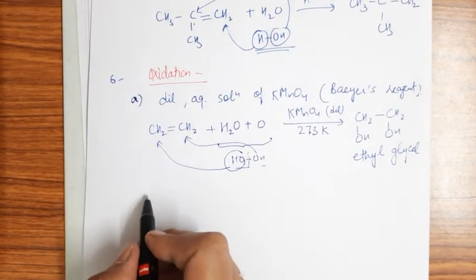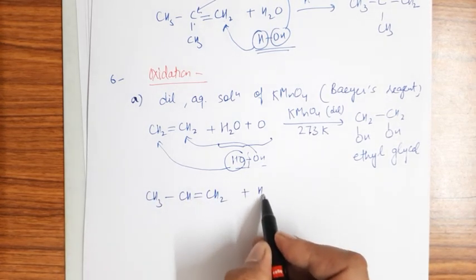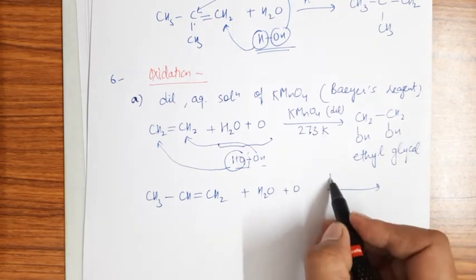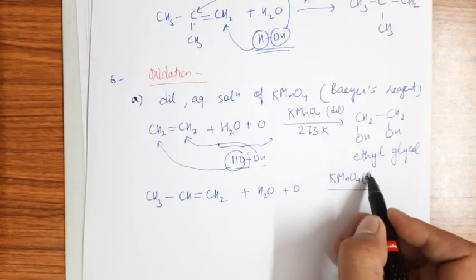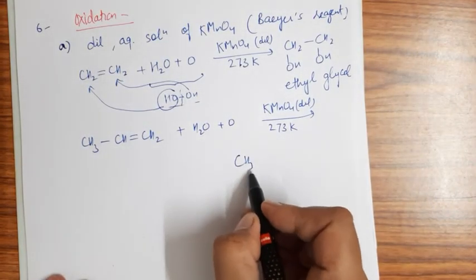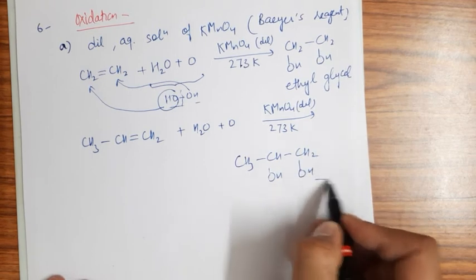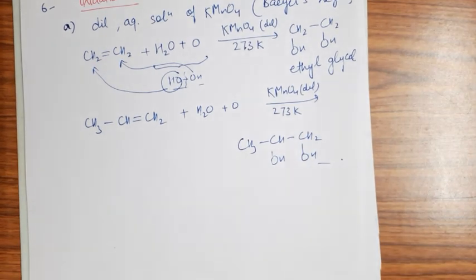Now if we take an unsymmetrical alkene, the same kind of reaction takes place, only the product will be different, right? The process will be the same again. So again vicinal glycol will form in such a way, propane-1,2-diol will form, right?